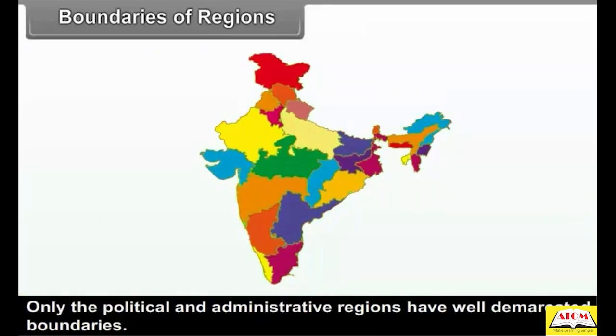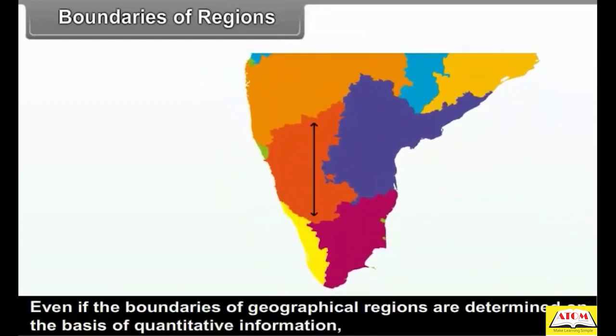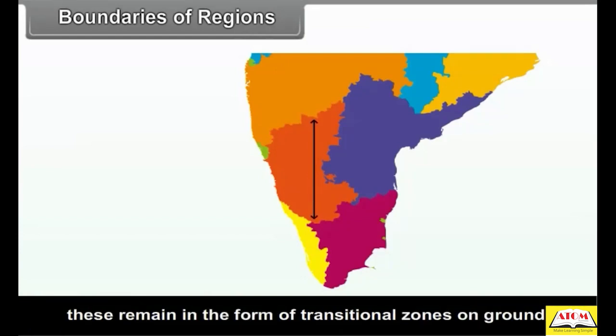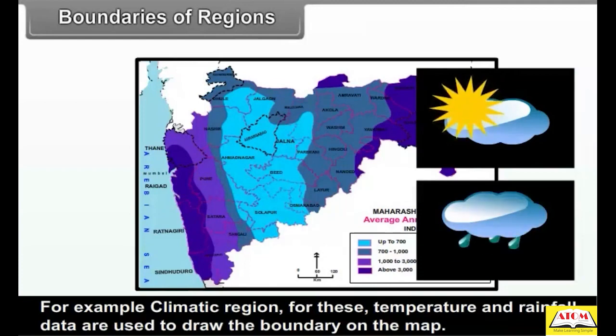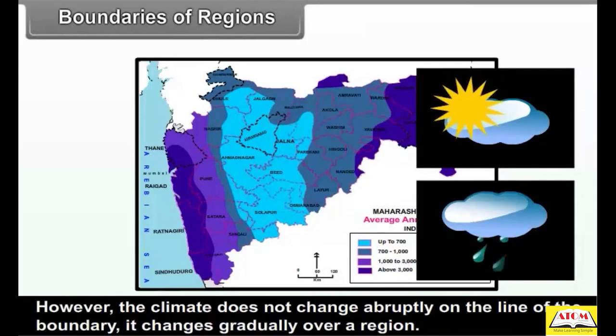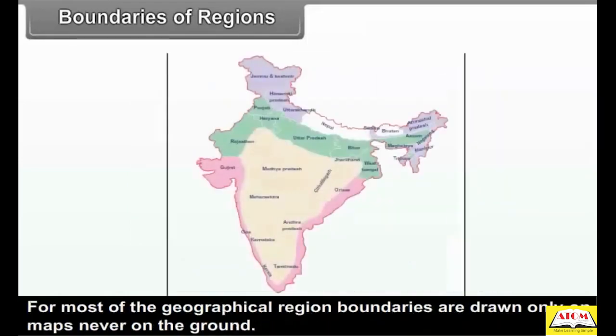Only the political and administrative regions have well demarcated boundaries. Even if the boundaries of geographical regions are determined on the basis of quantitative information, these remain in the form of transitional zones on ground. For example, climatic regions. For these, temperature and rainfall data are used to draw the boundary on the map. However, the climate does not change abruptly on the line of the boundary. It changes gradually over a region. For most of the geographical regions, boundaries are drawn only on maps, never on the ground.